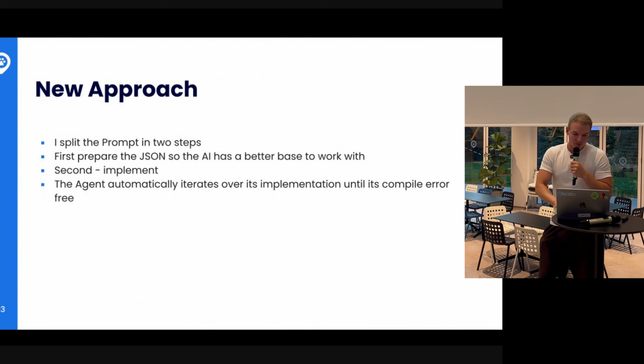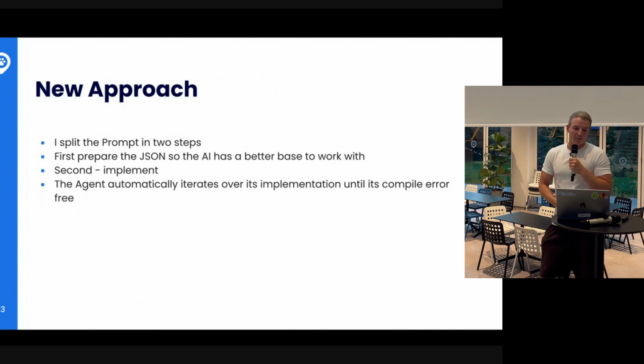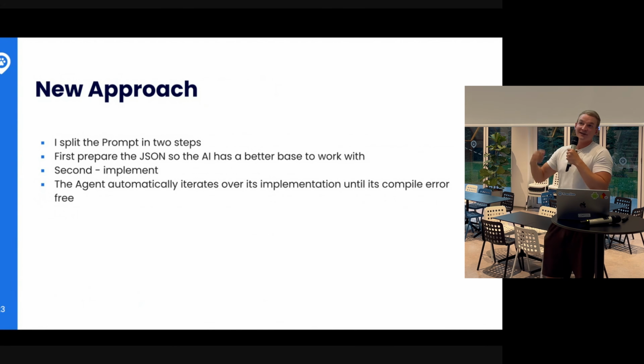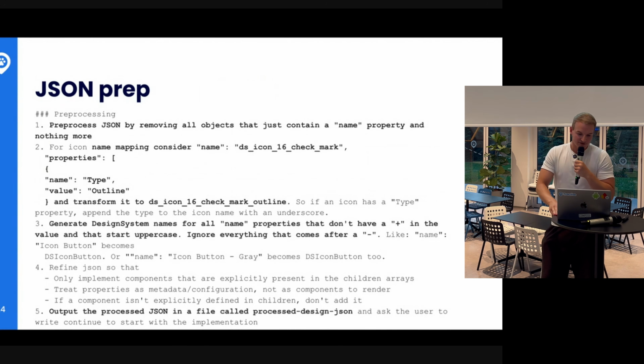So I took this new approach, and I split the prompt into 2 steps, since I was now focusing on JSON primarily as the source of truth. I told the AI how to prepare it, and then in the second step, really care about the implementation. And what I also noticed, the agent automatically iterates over its implementation. So if you, as a first draft, get an output which has 15 errors, which often happens, it will run the get errors tool and just iterate over it again, read through the code, figure out what's wrong, and solve it until it compiles properly. So here's an excerpt from my JSON prep.